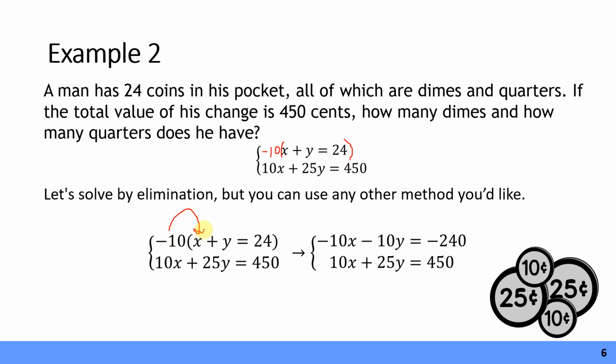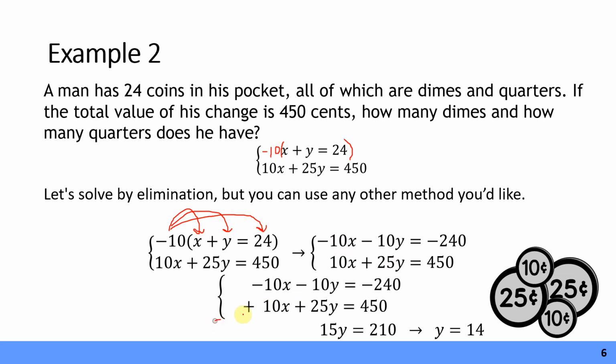So negative 10 times x gives me the negative 10x that I wanted. Negative 10 times y gives me negative 10y. And negative 10 times 24 gives me negative 240. And then look at that, the x's are opposites now, so they cancel out. Again, remember the elimination method is called the addition method as well because we have to add the equations. So once I add them, the x's cancel out. 25y minus 10y, or negative 10y plus 25y, doesn't matter the way you do it, gives me 15y. And then negative 240 plus 450 gives me 210.